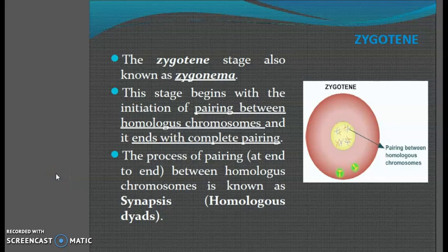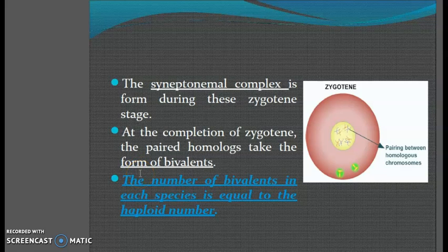The next step is the zygotene or zygonema. It begins with the initiation of pairing between homologous chromosomes and ends with complete pairing. The process of pairing between homologous chromosomes is known as synapsis. The synaptonemal complex is formed during the zygotene stage. At the completion of zygotene, the paired homologs take the form of bivalents. The number of bivalents in each species is equal to the haploid number.